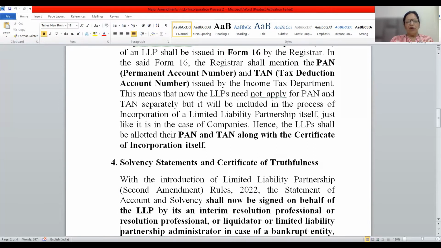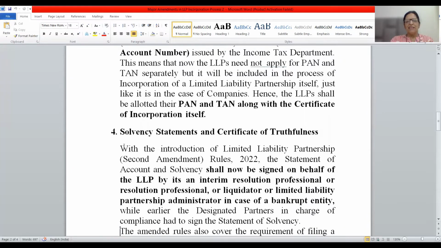Now, the next point is point number 4, which is solvency statements and certificate of truthfulness. With the introduction of the LLP Second Amendment Rules 2022, the Statement of Account and Solvency shall now be signed on behalf of the LLP by its IRP or RP or liquidator or LLP partnership administrator in case of a bankrupt entity. Any entity which is bankrupt, then this statement will now be signed by the IRP or RP or liquidator or LLP partnership administrator.